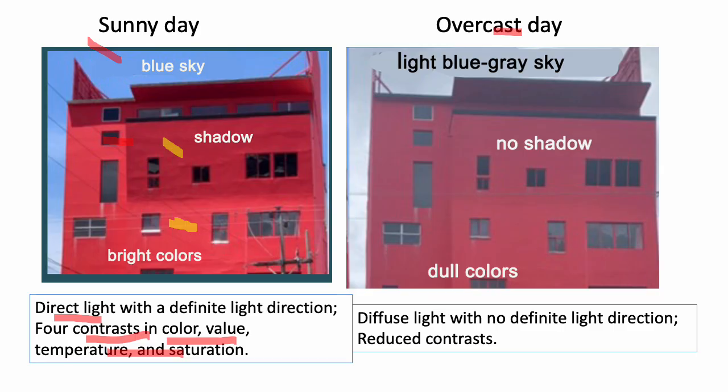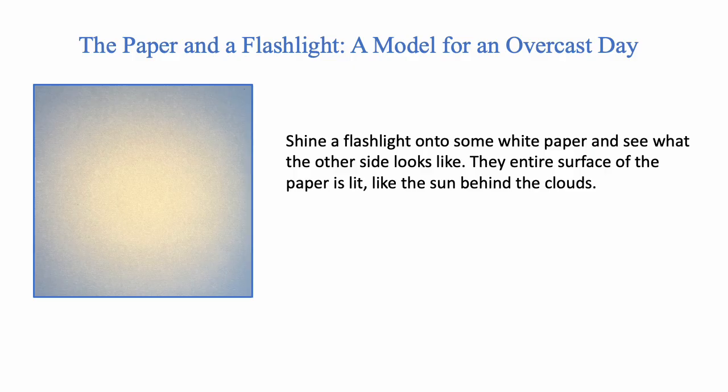In an overcast day, we have diffuse light where we don't know where the light source is or the direction of the light. We have a light blue-gray sky, no shadow, and dull colors. So as a result, there are reduced contrasts in color, value, temperature, and saturation. Here's a fun experiment requiring a paper and a flashlight that models an overcast day.